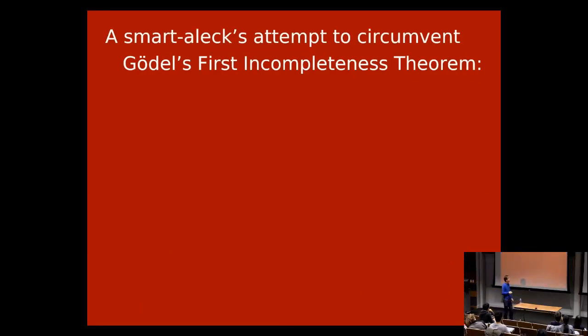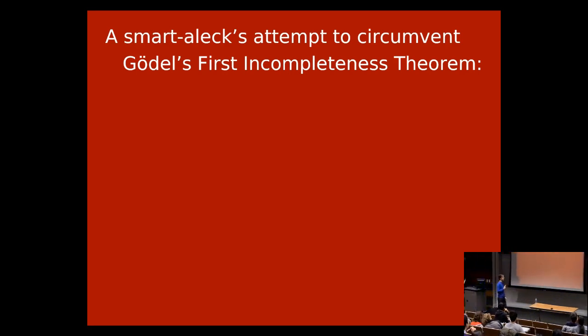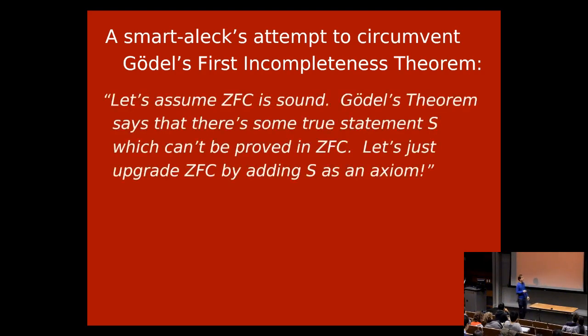Okay, now I call this a smart Alex attempt to get around the first incompleteness theorem. Actually, it's not such a silly attempt. It's a natural thing to think about. You might say, okay, fine. Let's assume that ZFC, our favorite deductive set of axioms for math, is sound. So Gödel's theorem tells us there's some true statement which cannot be proved in ZFC. All right, cool. Let's just make it an axiom. Now it can easily be proved because it's an axiom. I mean, you can prove it in one line.